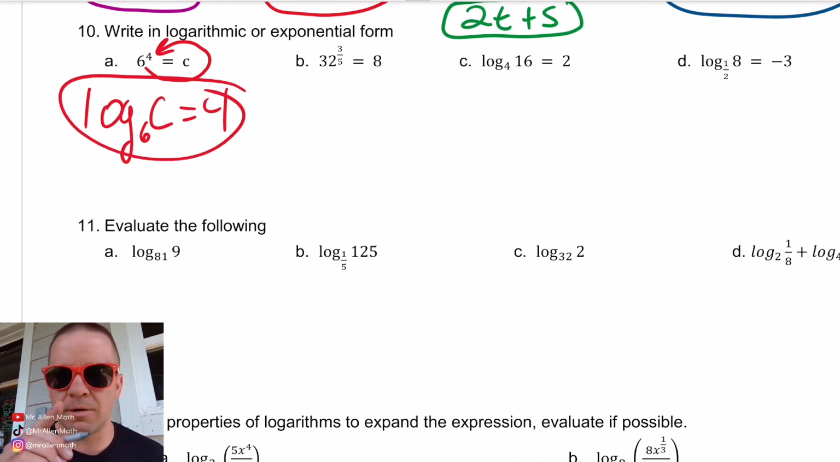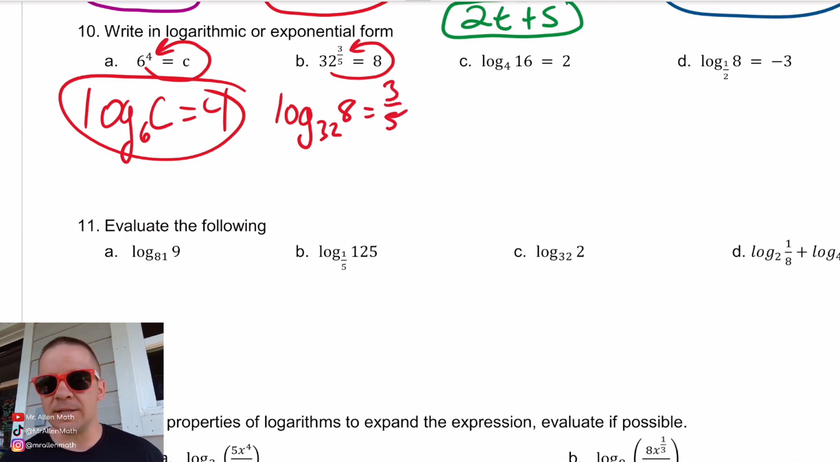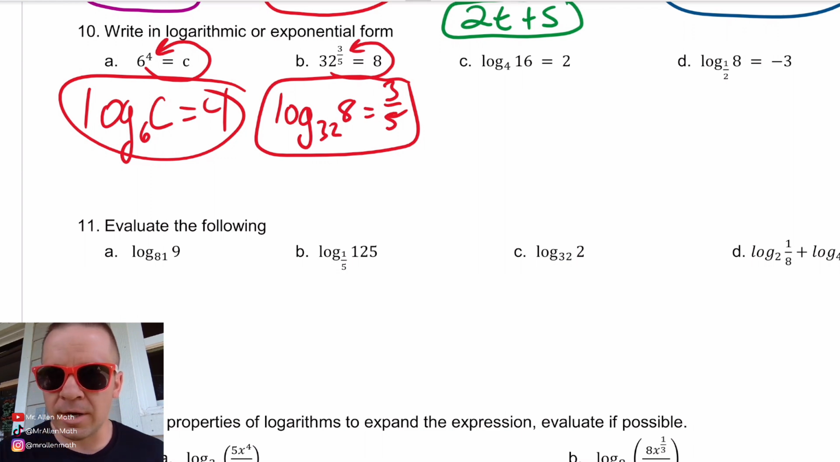That's all it's asking us to do. Next one here, we've got log base 32 of 8 equals 3/5. That's it. That's all it's asking us to do there. That is dope.